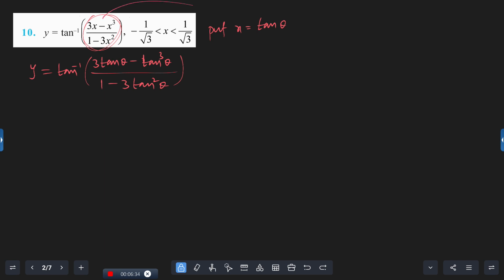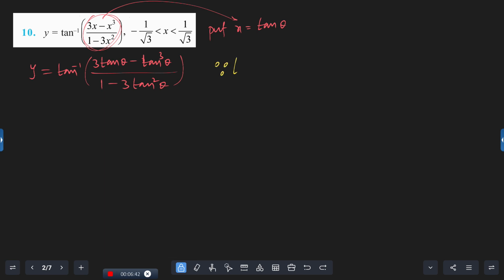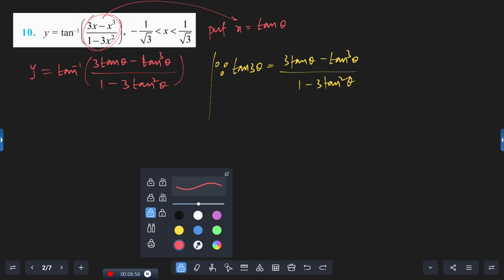X, if I replace as a tan, I will be getting this step. Now the middle one, what actually is that? Tan 3 theta formula. Tan 3 theta is equal to 3 tan theta minus tan cube theta, whole divided by 1 minus 3 tan square theta. So this is the formula I'm going to use here.